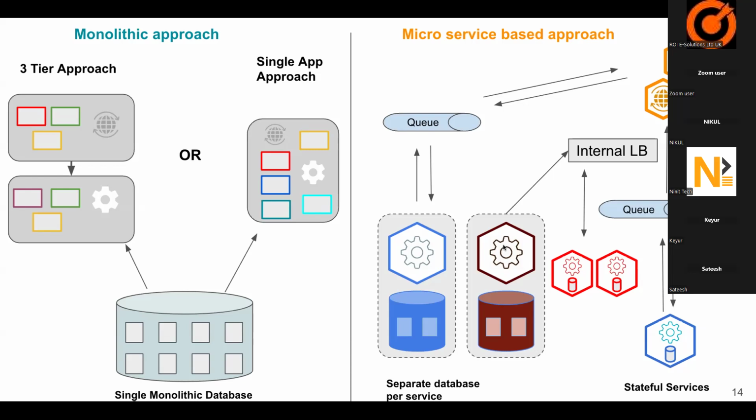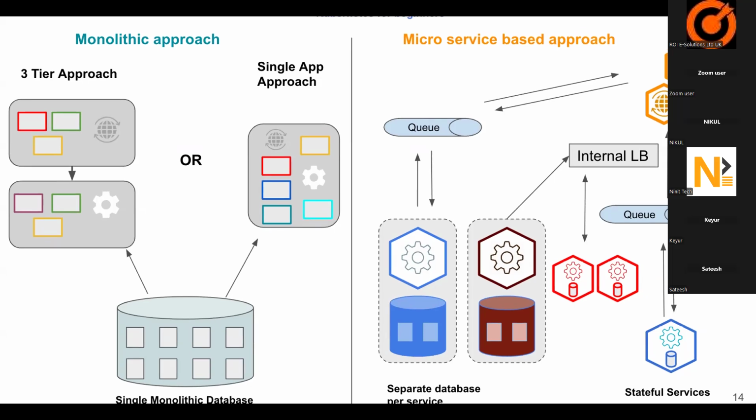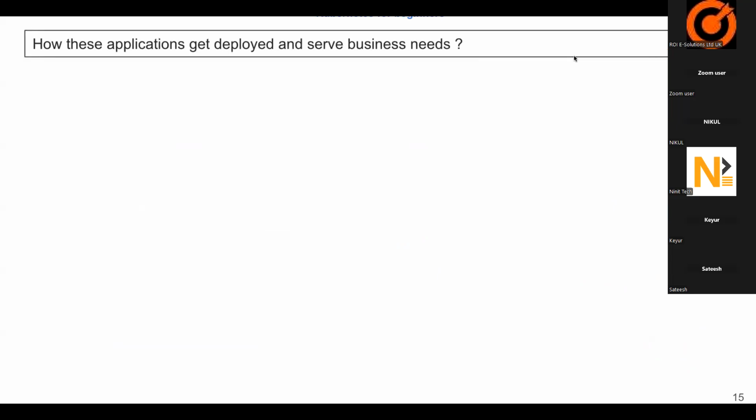So don't worry too much, it's just an overview. You just have to make sure you remember monolith application development versus microservices based application development. And the modern architectures and modern approaches are mainly using the microservices based architecture. Okay, so moving on, how are these applications getting deployed to serve the business needs, right? We need to know.